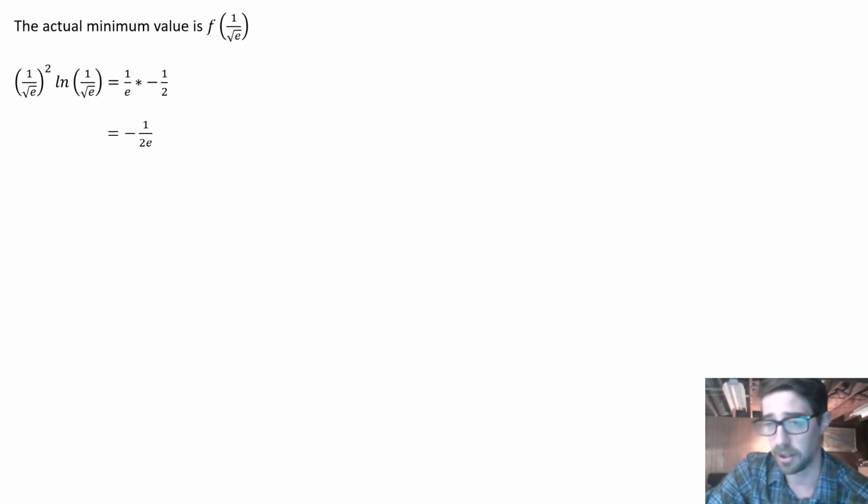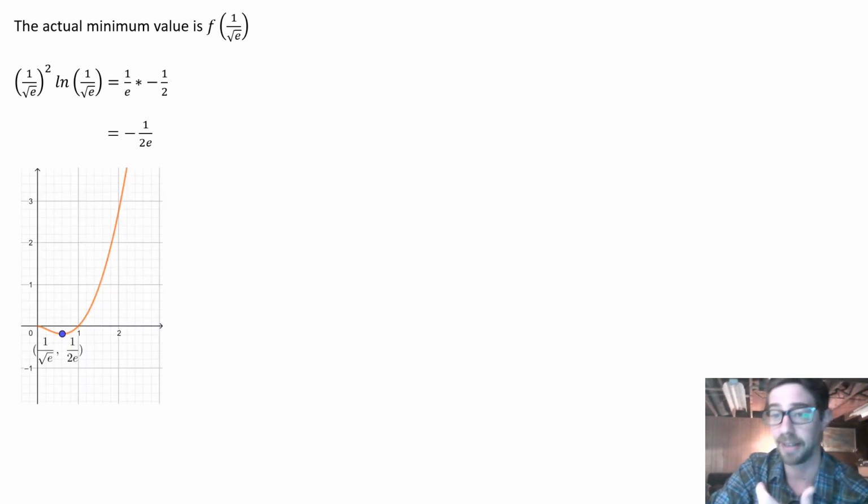Your calculator could tell you that as a decimal, but it sure wouldn't tell you what exactly that decimal is. That's why I always say exact answers. If you see the word exact in a problem, there's not going to be a decimal. It's going to have an e or a pi or a square root of 3 or something like that. I don't want a decimal. Okay, so finally, the actual answer to this question is 1 over square root of e, comma, -1 over 2e. The point where that min occurs is the min. That's the answer to the question.